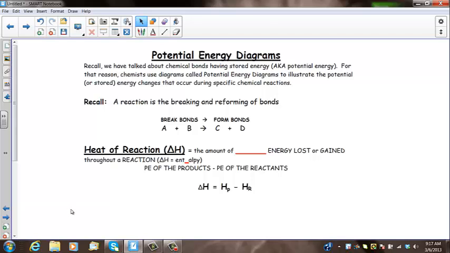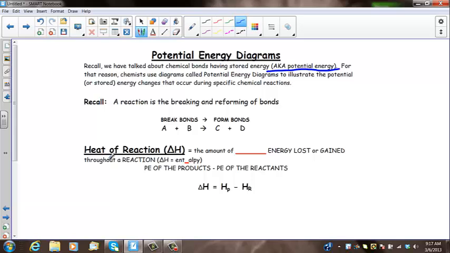Well, first we need to recall we have talked about chemical bonds having stored energy. That stored energy is called potential energy. For that reason, chemists use diagrams called potential energy diagrams so that they can show how the potential energy changes during a specific chemical reaction. So let's recall, a reaction is the breaking and reforming of bonds. So here, A and B have to break bonds in order for C and D to form.